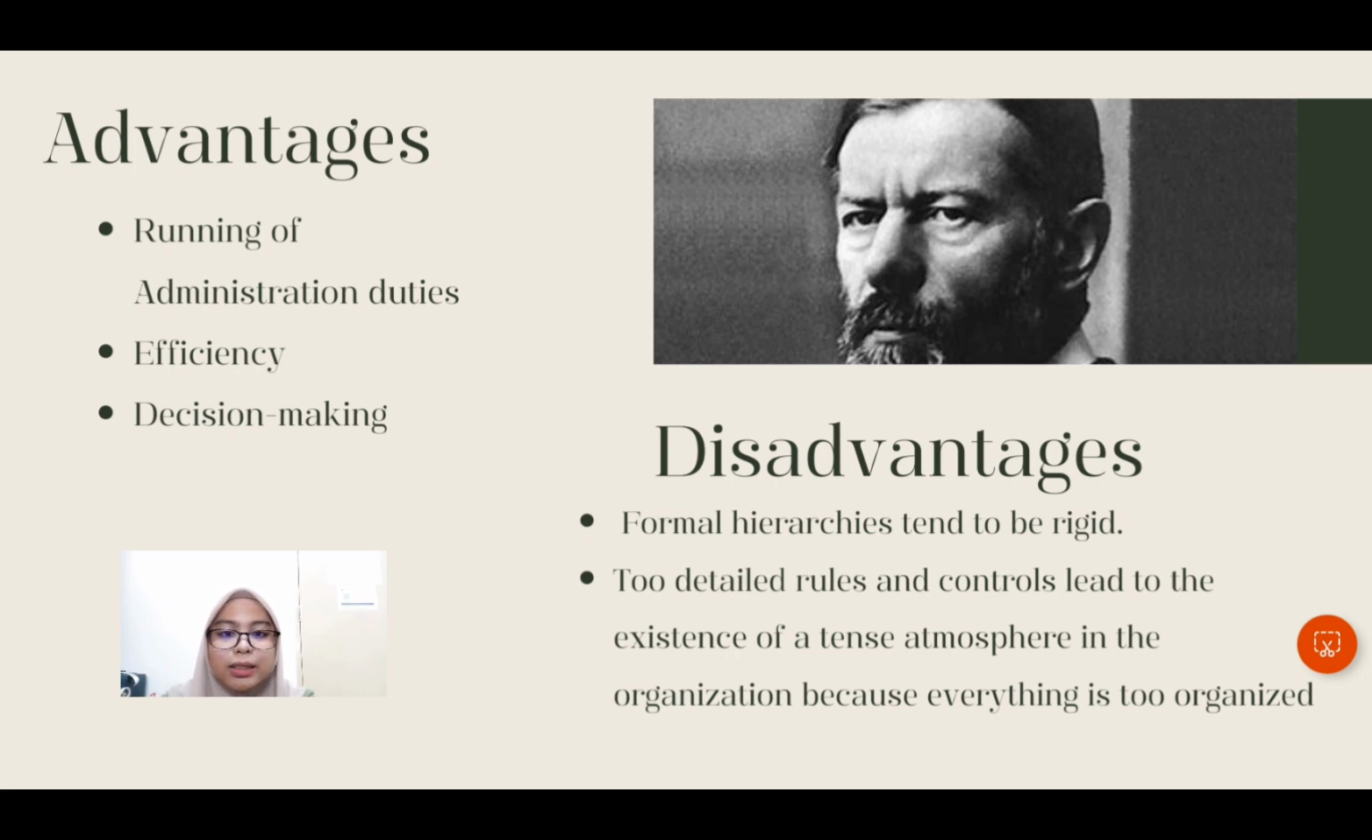Second, effectiveness. Work is effectively performed under the supervision of immediate managers in the hierarchy, and competency increases. Third, decision making. Hierarchy provides for a top-down management structure. Decisions generally come from managers to supervisors and so on down the ranks of the organization. A disadvantage of the theory is that formal hierarchy tends to be rigid. The relationship between employees and supervisors can become strained. Second, too much detail, rules, and control lead to a tense atmosphere in the organization because everything is too organized. Humans are compared to machines that have no heart and only work for the company.